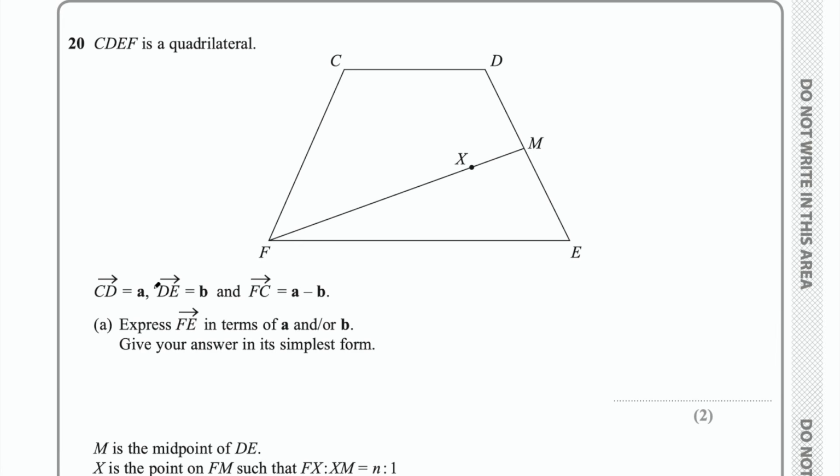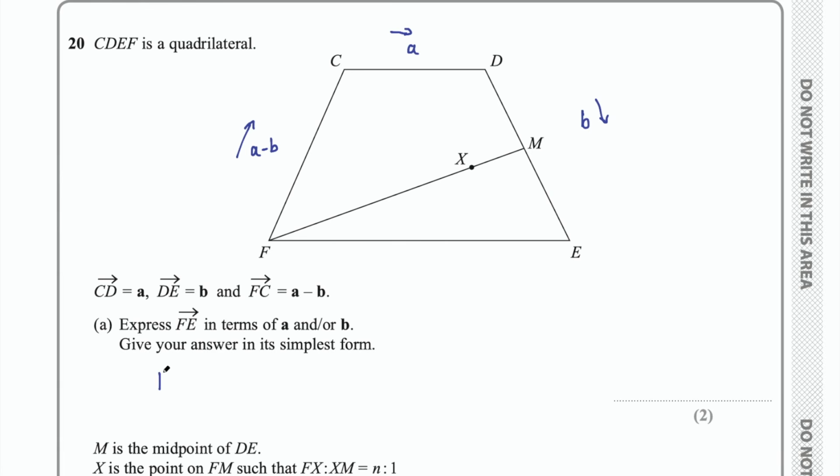Let's go ahead and label these vectors. So CD is up here, that's a. DE is over here, that's b, and it's in this direction. And FC is a take b in this direction. And we want the vector FE, so what we want to do is take a little journey around the vectors that we have from F to E.